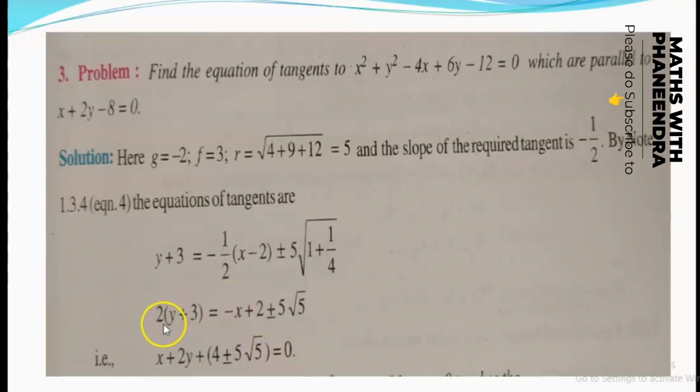So minus x we can take this side as plus x, and 2 plus or minus root 5 we can write as minus 2 plus or minus 5 root 5 equal to 0. After simplifying we will get x plus 2y plus 4 plus or minus 5 root 5 equal to 0. So here two equations are there. If we consider plus, one equation of tangent which is parallel to the given line. If we consider minus, another equation of tangent which is parallel to the given line.